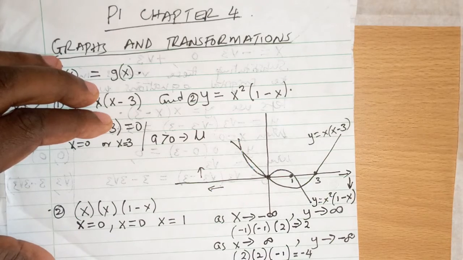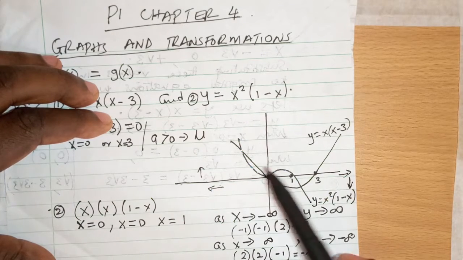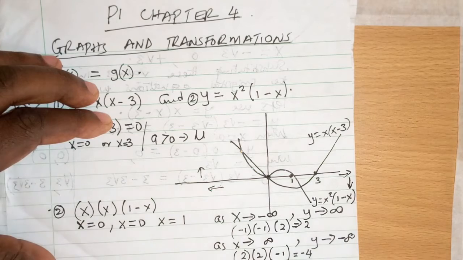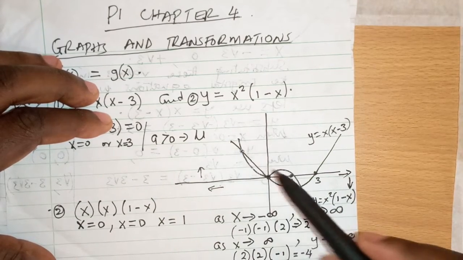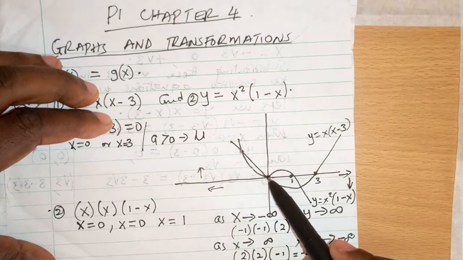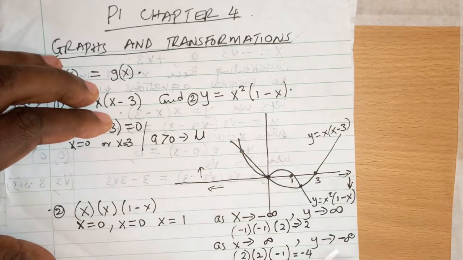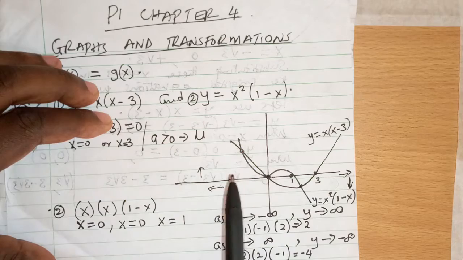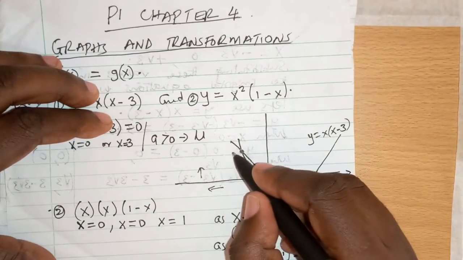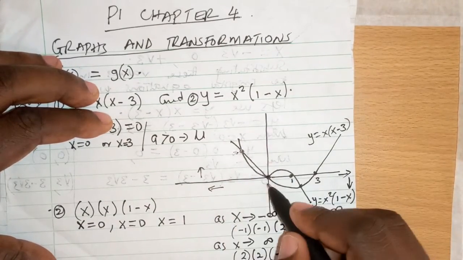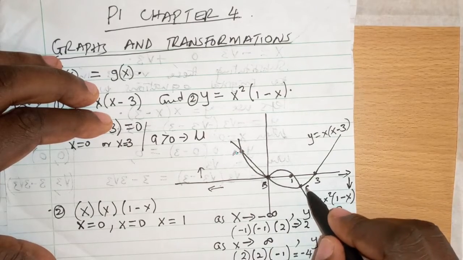At that point, you can clearly see that there could be 3 points of intersection. That is one. This is one, which is rather very obvious. And this is another one. We need to know the x coordinates of this point A. Let's call it point A. Let's call this point B and call this point C.